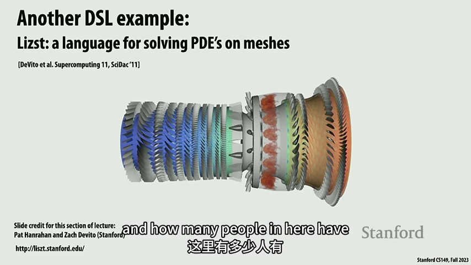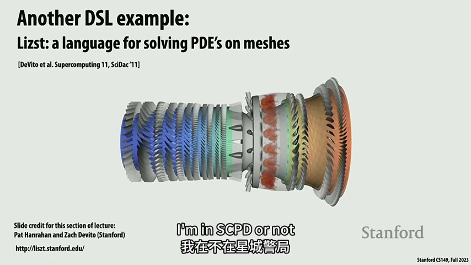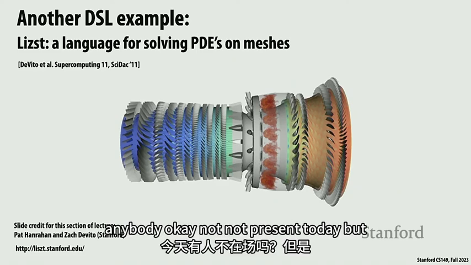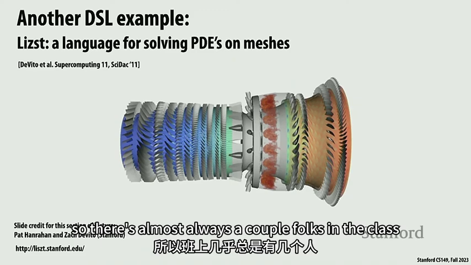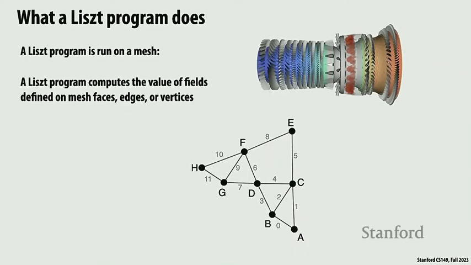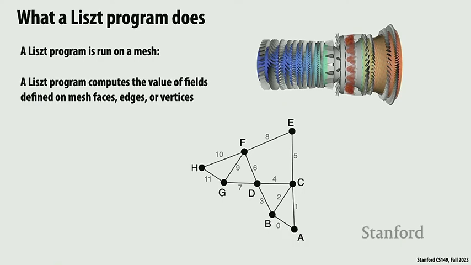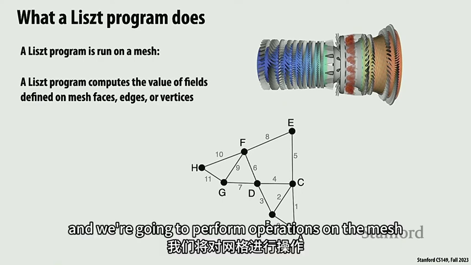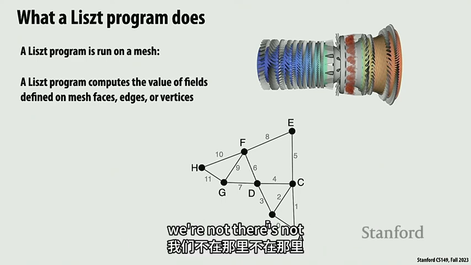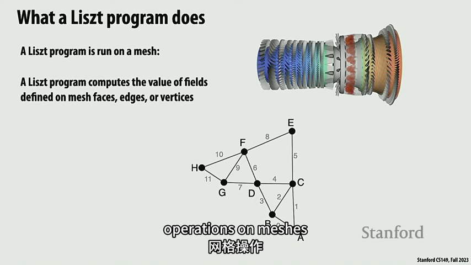How many people in here have a scientific computing background? Every class, there's always a couple that are here from ICME or something like that. Not present today, but there's almost always a couple folks in the class that actually do this type of work. If you've done any kind of physical simulation, you would know that a jet engine is going to be represented by a mesh, and we're going to perform operations on the mesh. So the domain we're working on now is the set of programs where we're not dealing with pixels, but with operations on meshes.